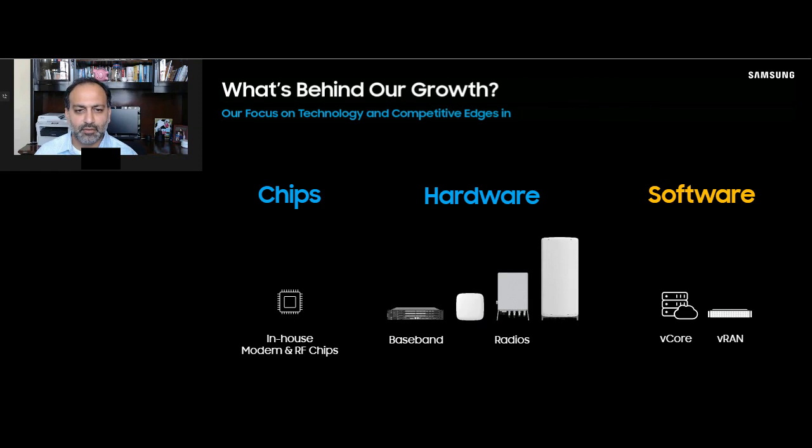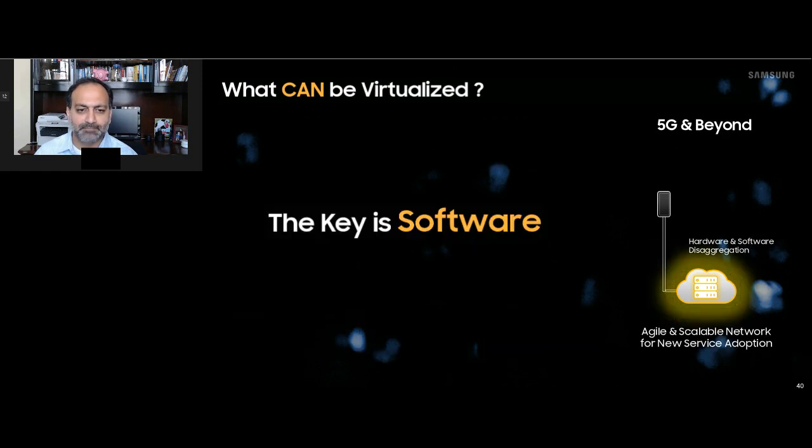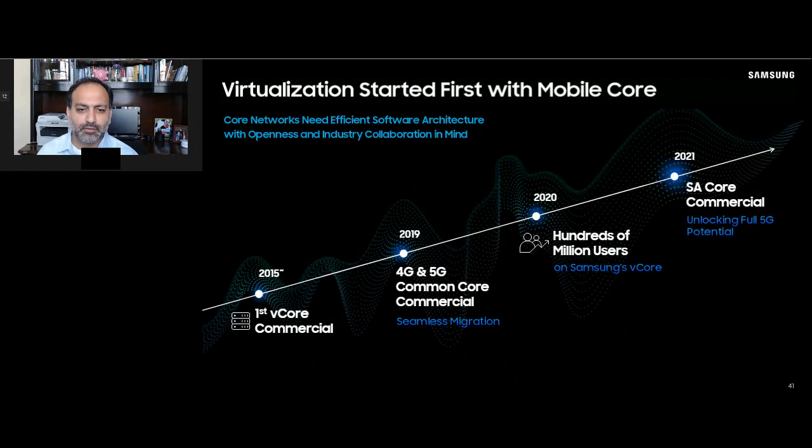So then that leads into software. And I'll start where the virtualization really kicked off, and that was in the core. Samsung launched the industry's first commercial virtualized core back in 2015. And over the last 6-7 years, we've been continuing to push new innovations in virtual core. Moved to a common core for 4G and 5G. We recently launched standalone core for 5G, which is going to drive these new use cases that rely on low latency and high availability.